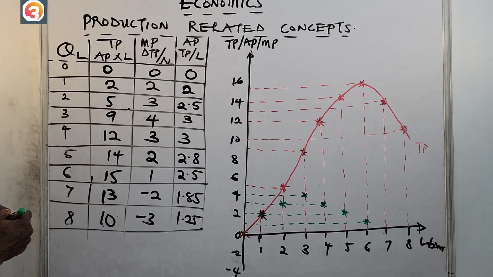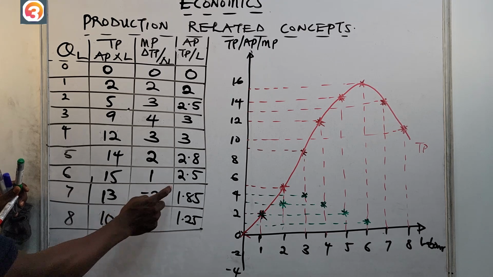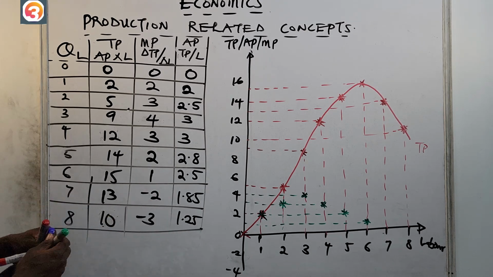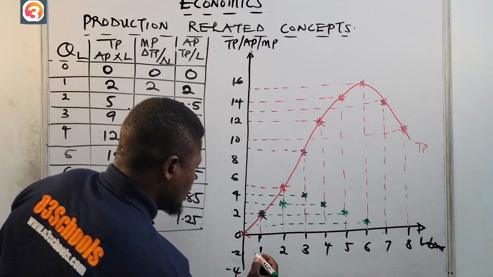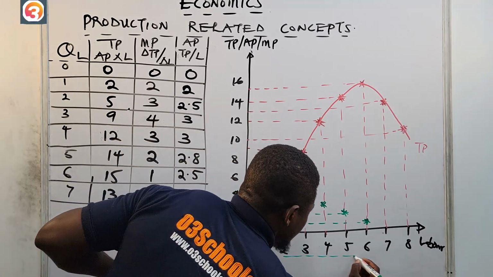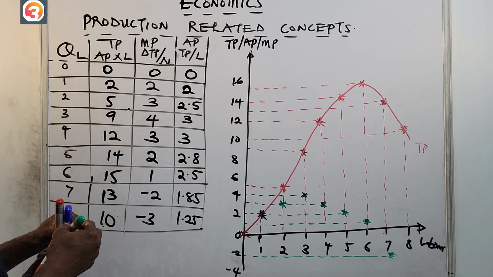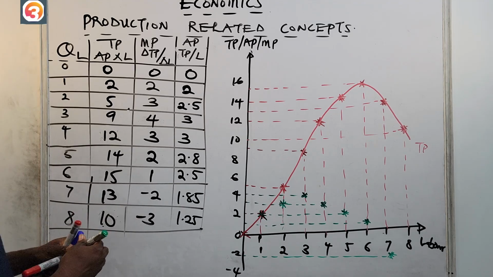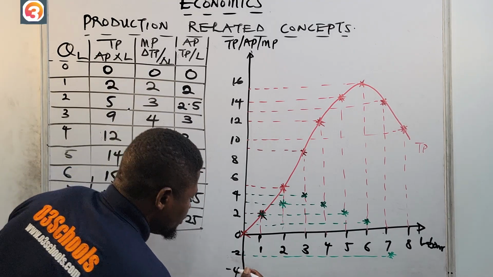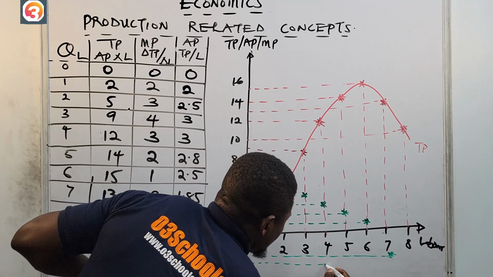Now, when labor was 7, MP was what? -2. Okay, so look at our -2 here. So we trace, all right? So this is our -2. Okay, so now when labor was 8, it was -3. -3 is between -2 and -4, so somewhere here.